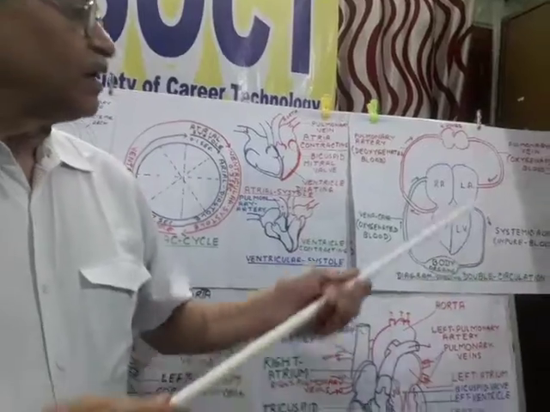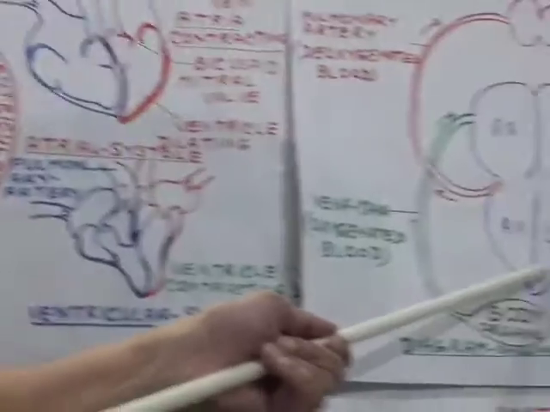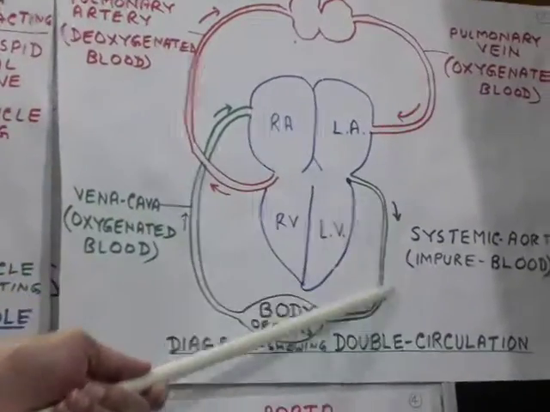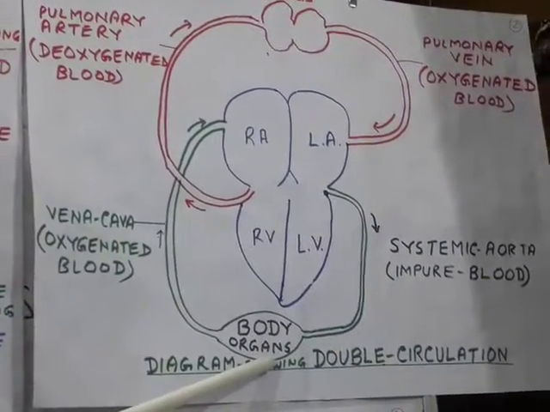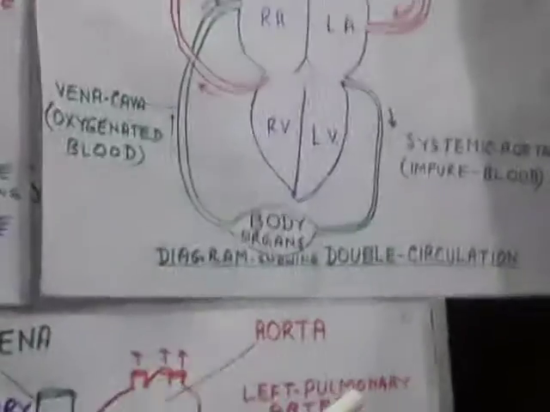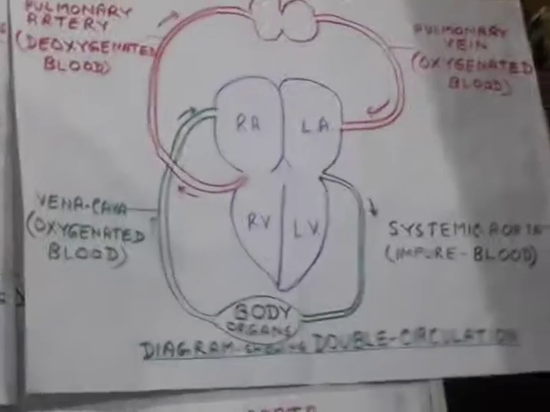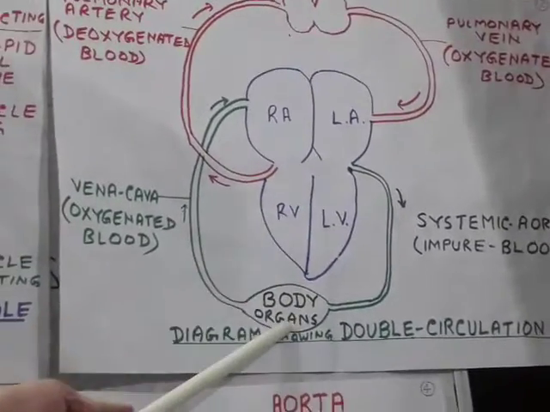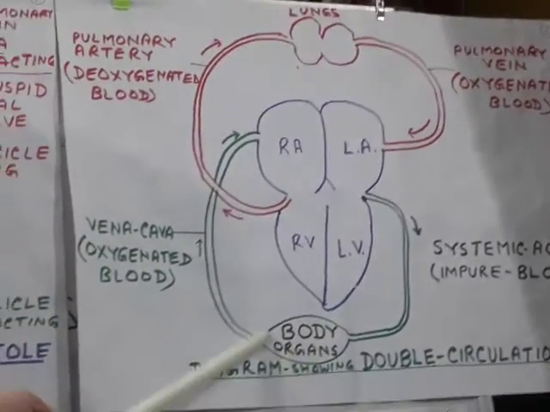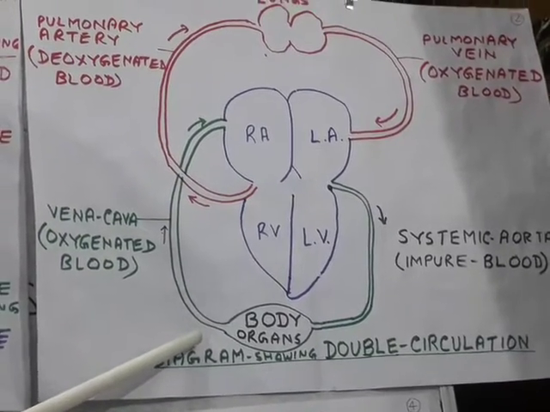Just see, the ventricle has to send oxygenated blood to all body organs. Normally, arteries carry more oxygenated blood to the body organs, and from the body organs, the returning blood is less oxygenated.